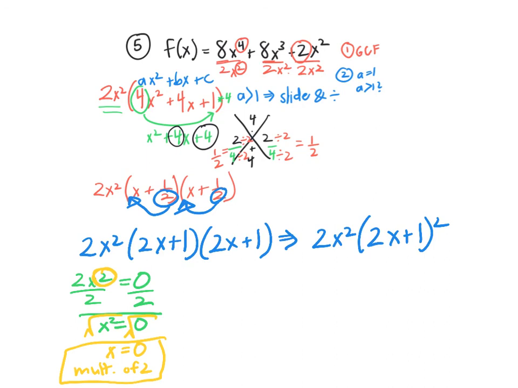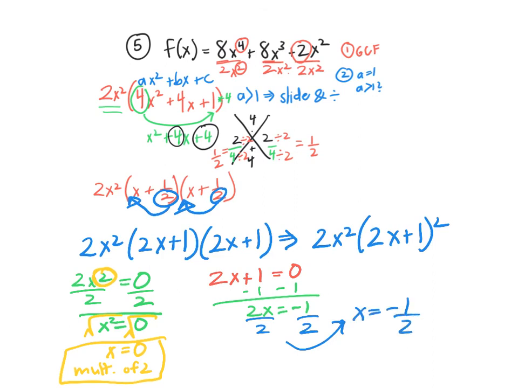And then for my second one, we had 2x plus 1 equals 0. We'll go ahead and subtract 1 from both sides. We get 2x equals -1. We'll divide both sides by 2. And that gives me x equals -1/2. Again, we had 2 of those, so our multiplicity is going to be 2.